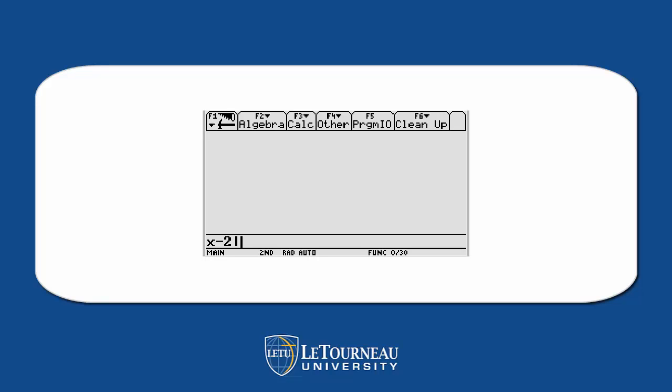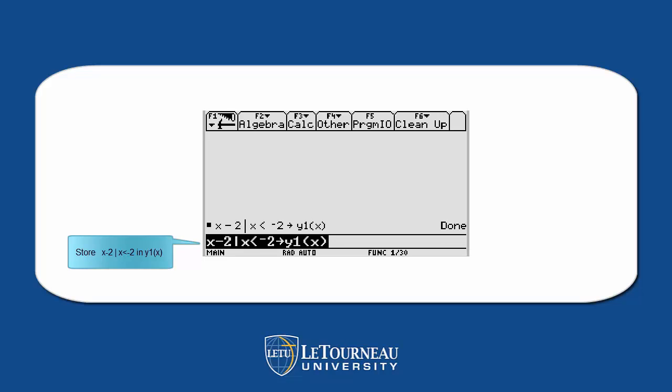Right, the first function is x minus 2, and we only want it to plot when x is less than negative 2. And we're going to store that in y1 of x, which is one of our y equals. Now, let's put another function in, and in this case, we're going to put in x squared minus 3 for x greater than negative 2, and we're going to store it in y2 of x.